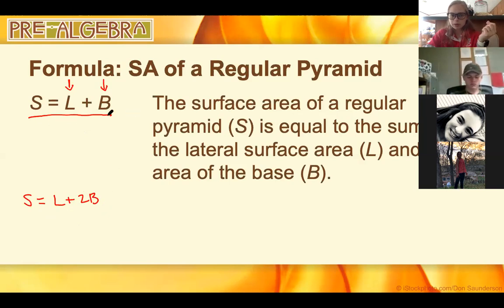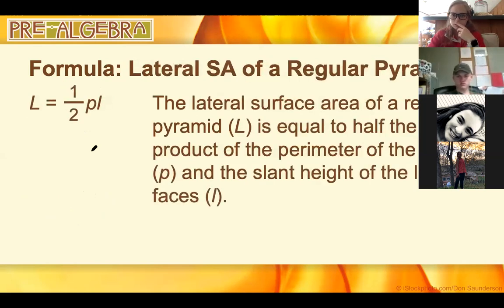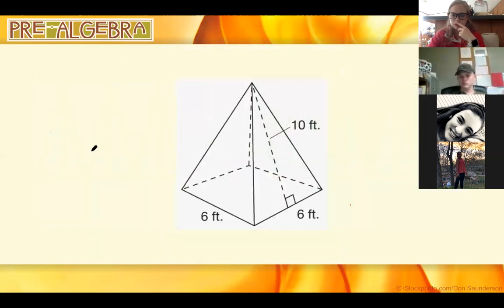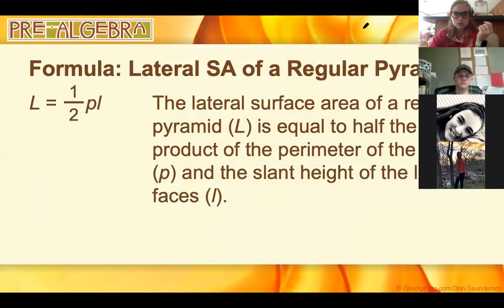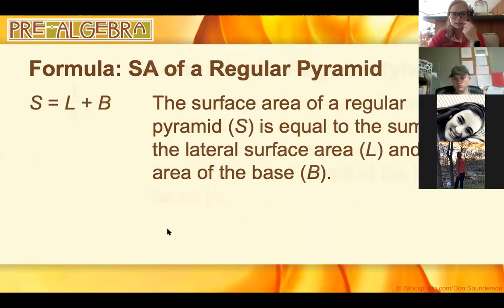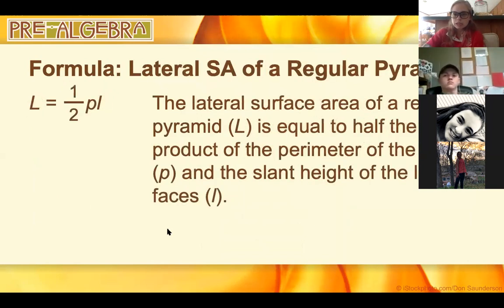Notice for a pyramid, if we were to go back to this, how many bases, Ethan, does a pyramid have? 1. It only has one base. So that's why we don't have to say 2 bases. It's not 2 bases anymore, it's just 1 base. So the surface area is equal to the lateral surface area plus the area of the only base there. The other thing that changes is the lateral surface area.